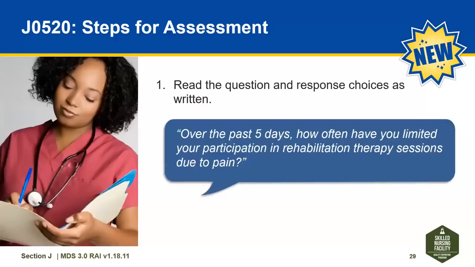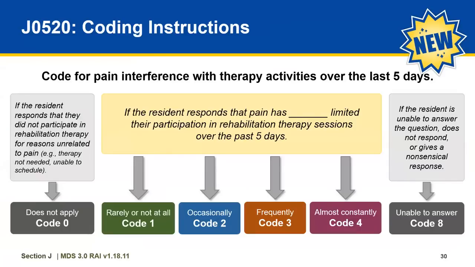The steps for assessment for J0520 are as follows. Read the question and response choices as written. As a reminder, the question is, over the past 5 days, how often have you limited your participation in rehabilitation therapy sessions due to pain? To complete J0520, code for pain interference with therapy activities over the last 5 days.